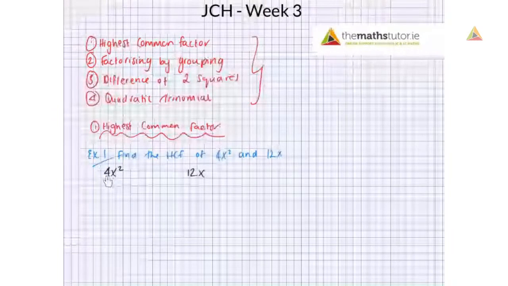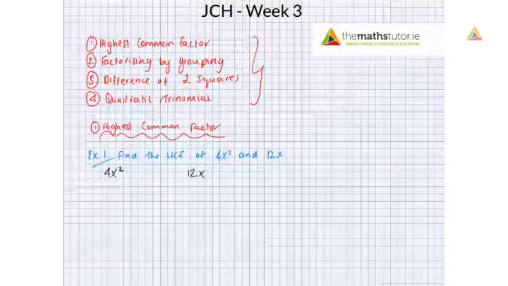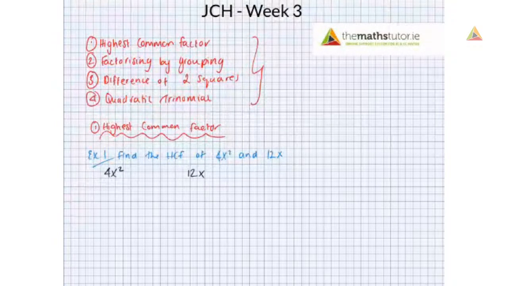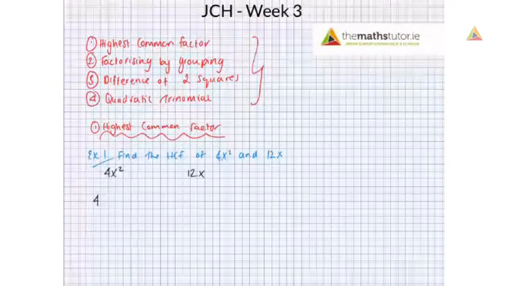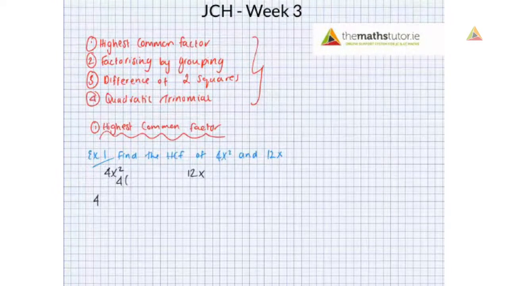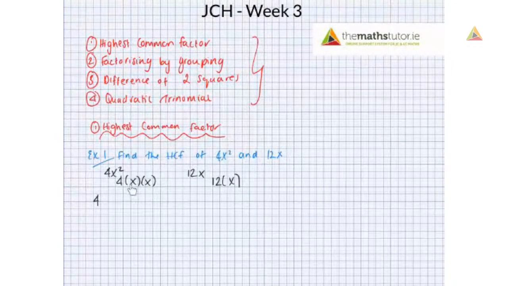So I always look at the number first, okay? So is there any number that goes into both 4 and 12? So the answer is 4, because 4 goes into both 4 and 12. So we can pull out 4 anyway. And then we look at the letters. We've x squared here, and we've only 1x here. I'm just going to show you a trick. I usually write out 4x squared as 4 by x by x, and if I write out 12 by x, you can see quite clearly there's only one x that's in common with both. So I'm going to pull out the x.